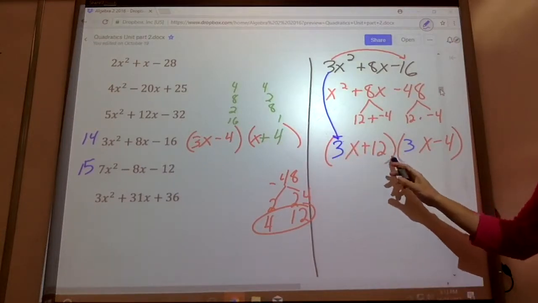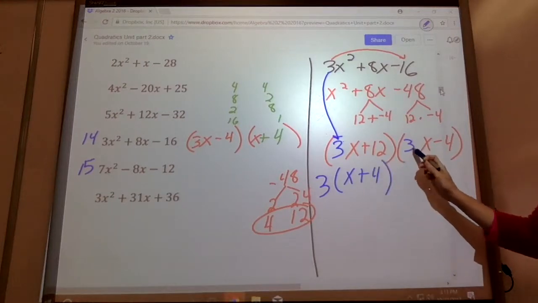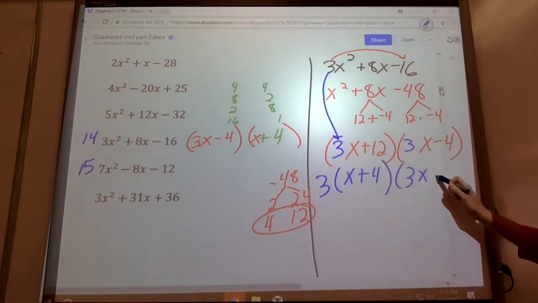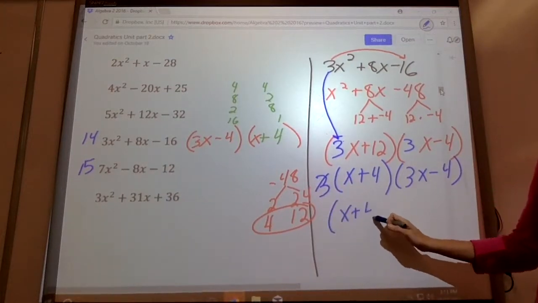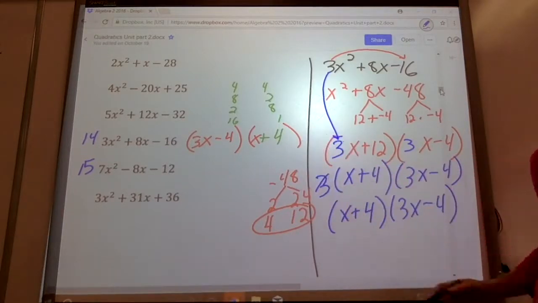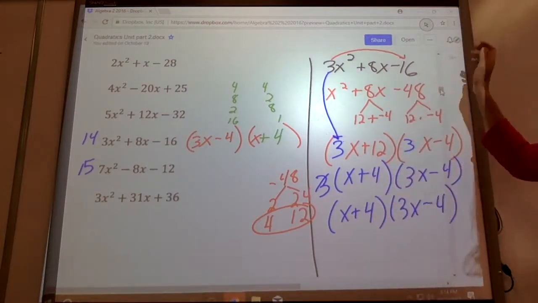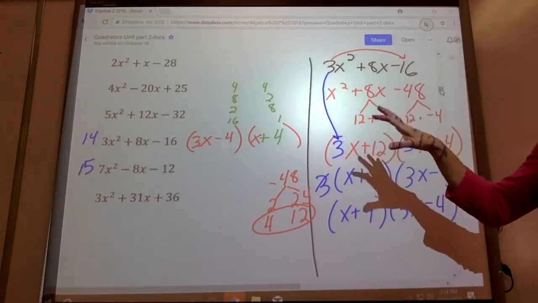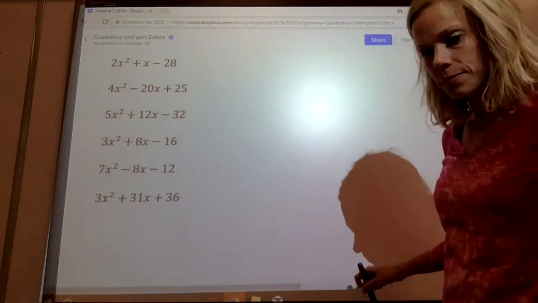Can I take a 3 out of 3 and 12? Can I take anything out of 3 and 4? And anything that factors out goes away, and now it's factored. Okay. So again, same thing, just a little bit longer. Let's look at one more, just to make sure we got it. This is going to be the one that gets us throughout the whole school year, is when A isn't 1. It's the hardest one.